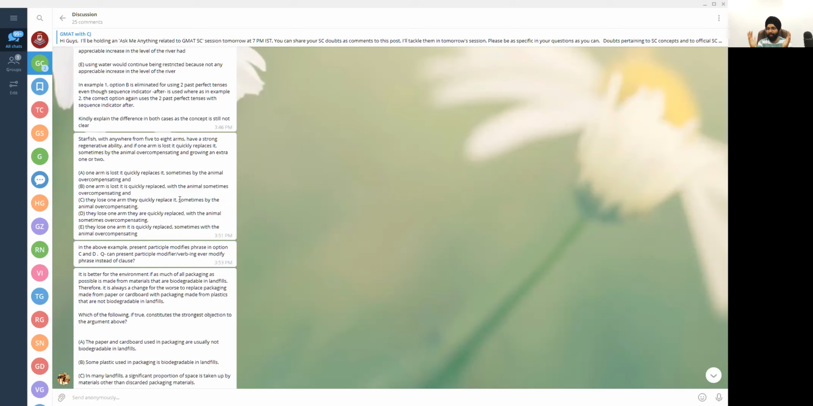Sometimes by the animal, so by the animal is the preposition phrase, then you have overcompensating as a modifier for the animal. Can you see that in the starfish question? So that preposition phrase, by the animal, does not make sense to be modified by a comma verb+ing.